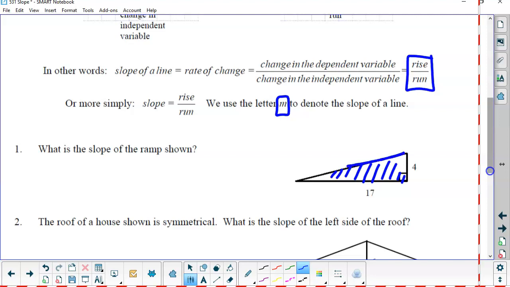So here's your ramp. So from left point to right point, what's the rise? So we're going up and across. Well, we're given this. That would form a rectangle. So that's going to be 4, same as over here. And this is going to be 17. So the slope will be 4 over 17. You leave it as a fraction in lowest terms 99% of the time, unless you're told to round it. Okay?